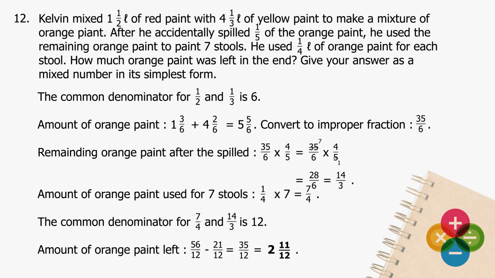Convert 7/4 to denominator 12 will be 21/12. Convert 14/3 to denominator 12 will be 56/12. The amount of orange paint left will be subtract 21/12 from 56/12, and the difference is 35/12. Convert 35/12 to mixed number will be 2 and 11/12. 2 and 11/12 liters of paint was left in the end.